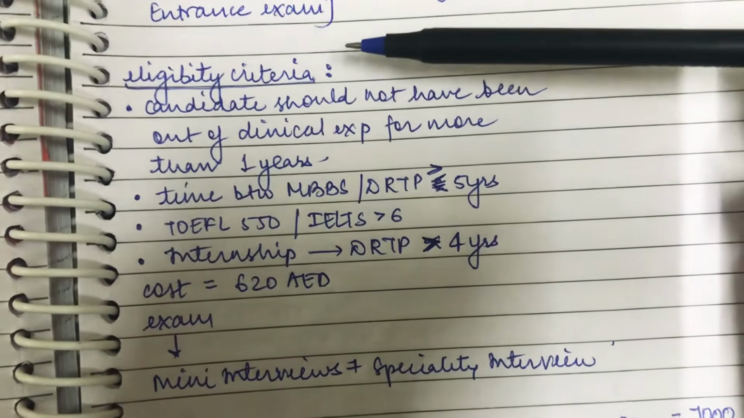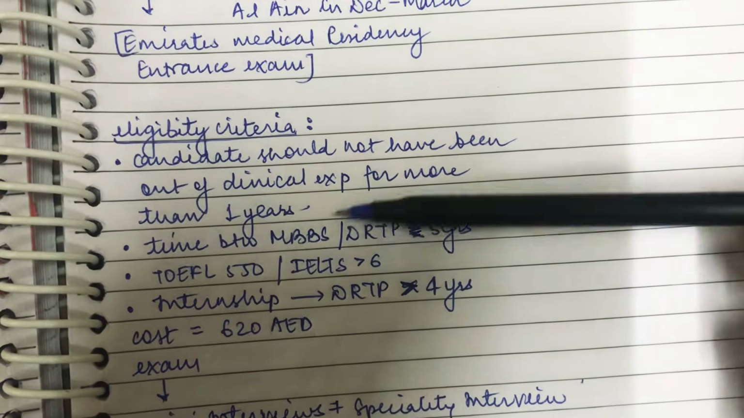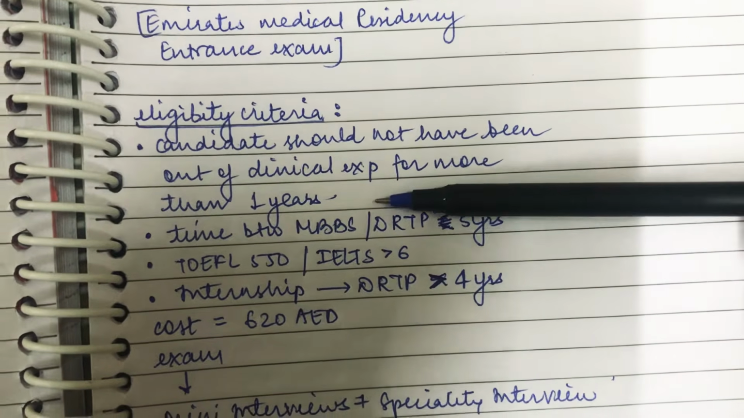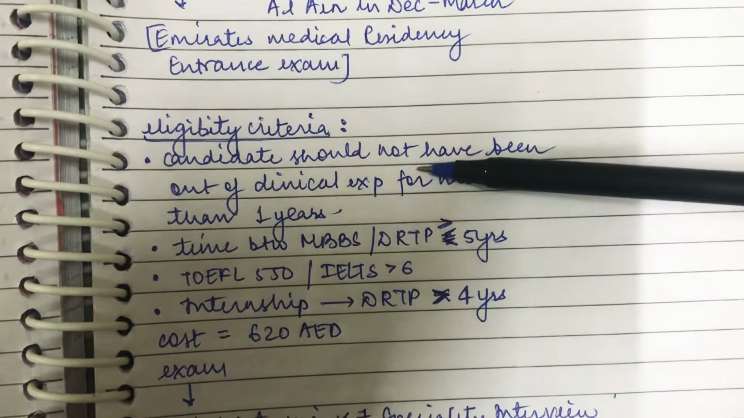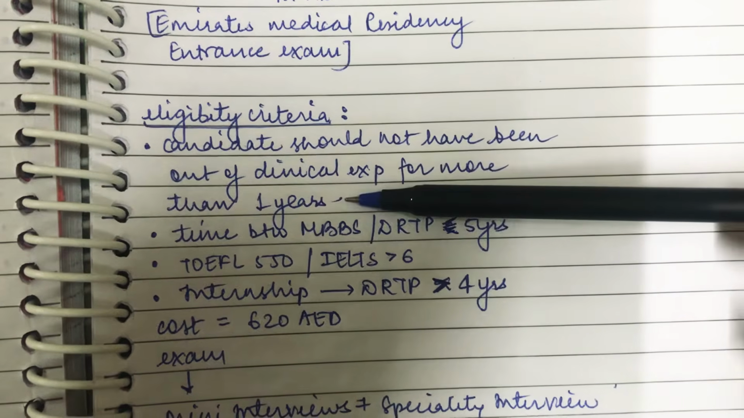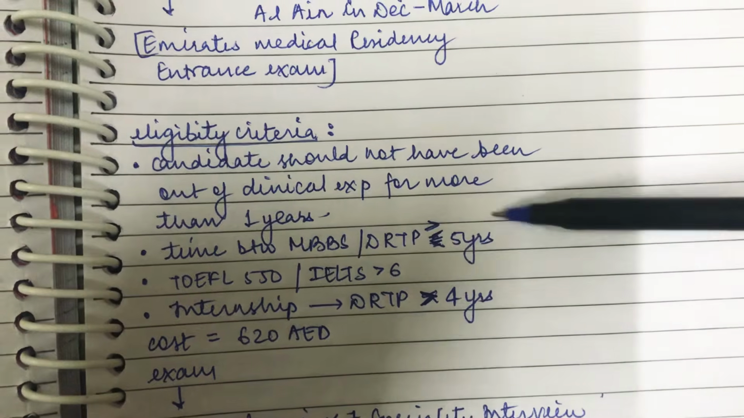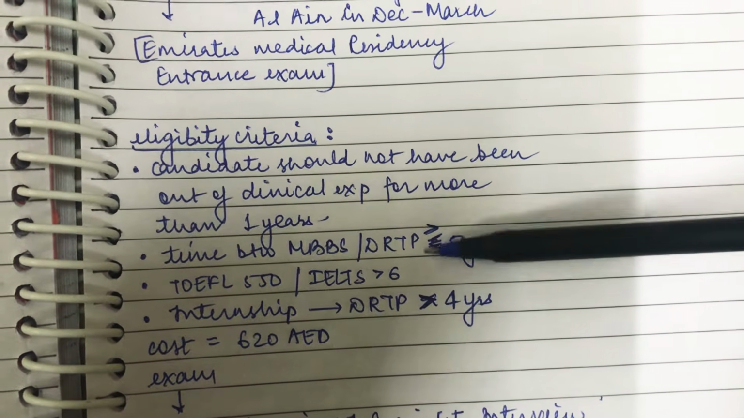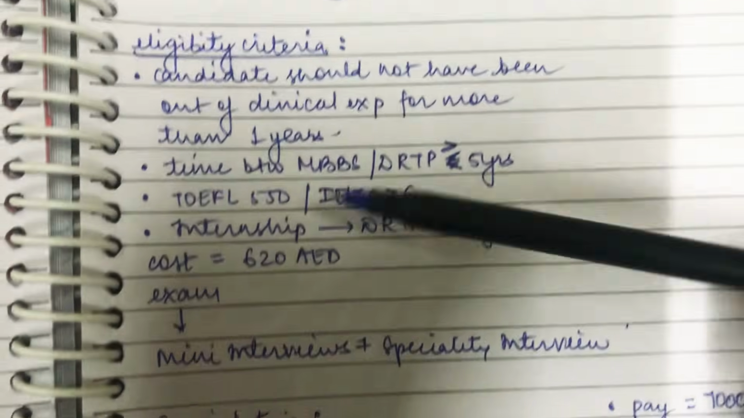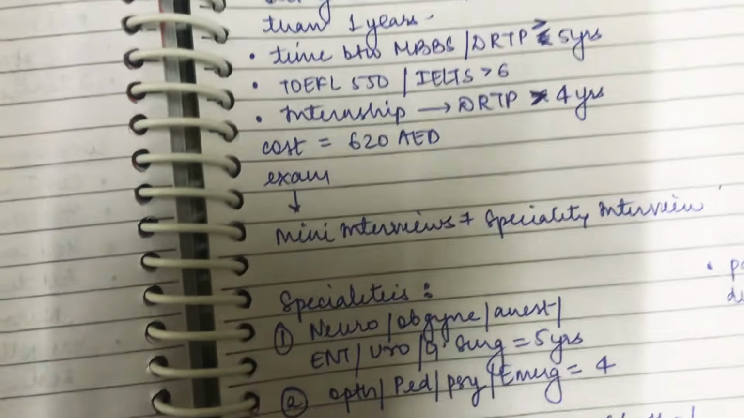Now let's focus on the eligibility criteria which we should consider more. Candidates should not have been out of clinical exposure for more than 1 year. Let's say you were preparing for an examination and you took a break, they don't accept that break, so you shouldn't be out of your medical practice for more than 1 year. The time between your MBBS degree and your DRTP examination should not be more than 5 years. Let's say you graduated in 2012, you cannot give the examination in 2020 or 2021. So the time between MBBS and DRTP should be 5 years or less.